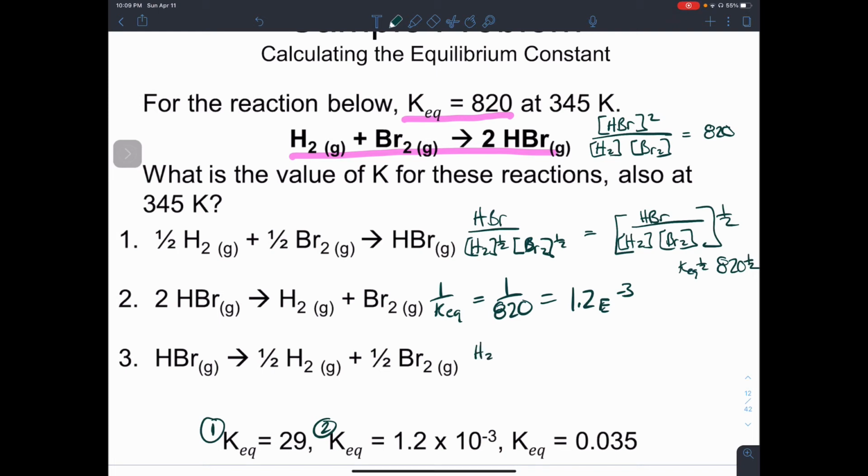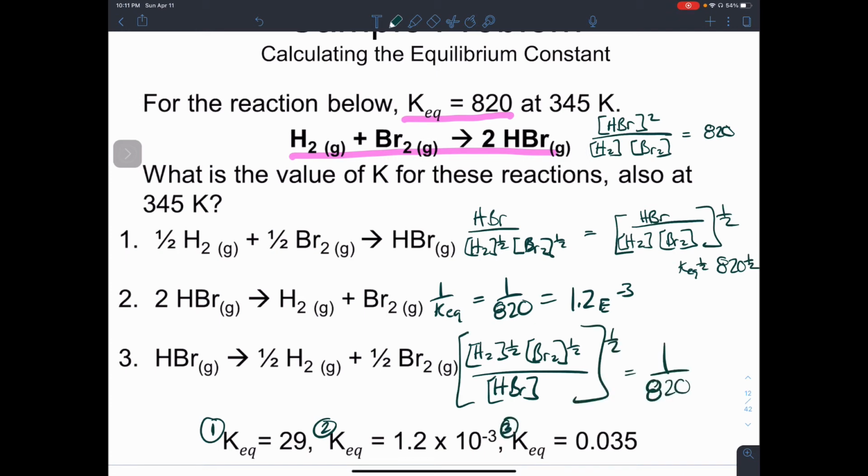Likewise, at the bottom, hydrogen and bromine, and the thing on top is the hydrobromic acid, right? And again, there are two changes that have happened here. First of all, we flipped the equation, so since the reaction was flipped, we'll start by taking the reciprocal of 820, and then we can simplify this entire fraction by raising it to the 1/2. So we'll raise it to the 1/2 as well, and we will get the third value for KEQ here.